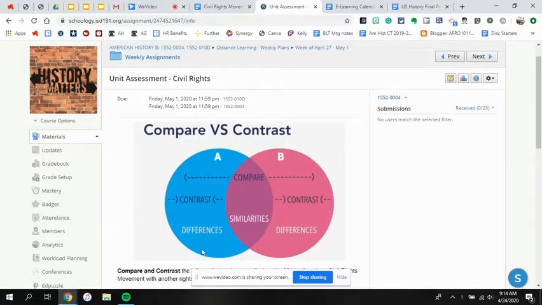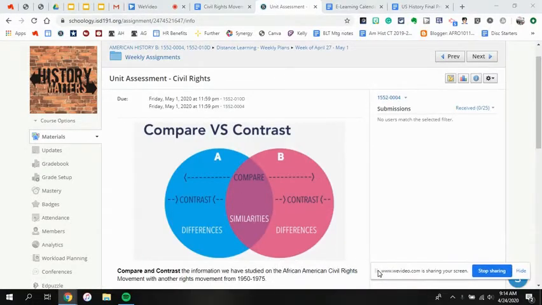Hello, folks. Today I'm going to be giving you the directions on the unit assessment. This is our first of, I think, two unit assessments we're going to do. Those are the two things outside of the final project that'll go into the summative category, which is half of your grade. So you're going to want to make sure that you do a good job on these.